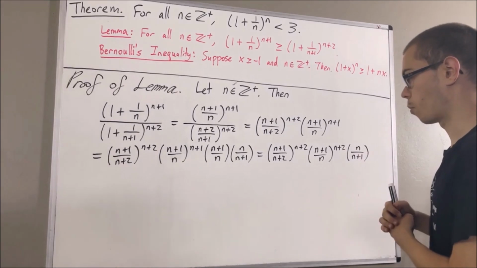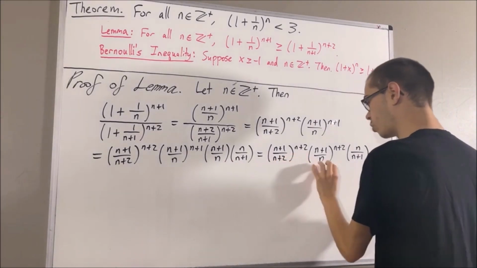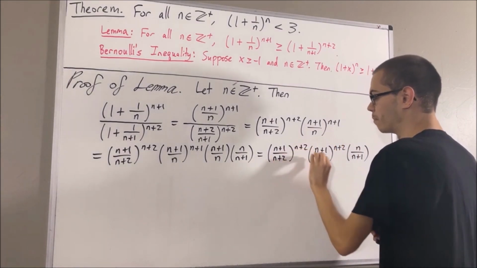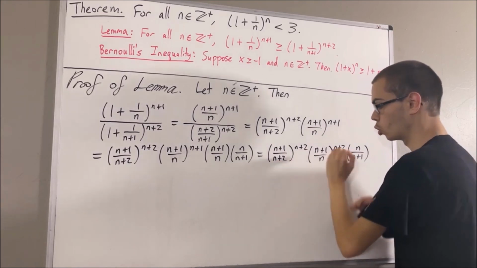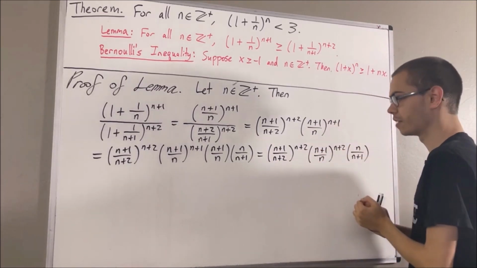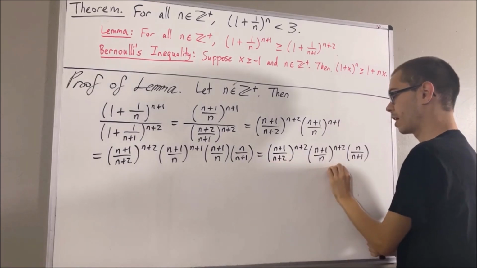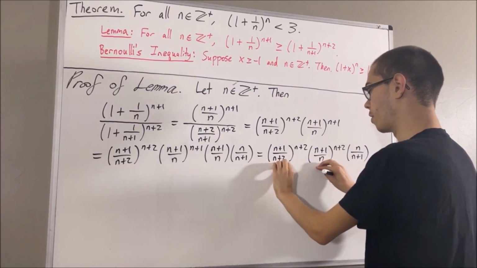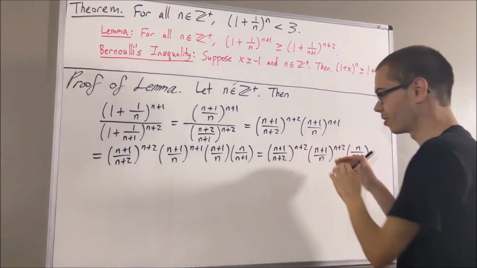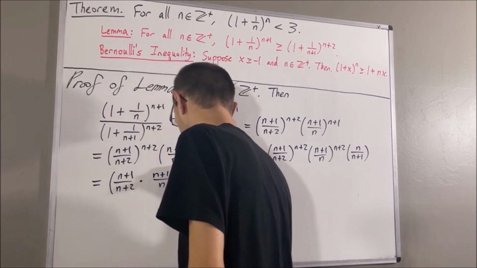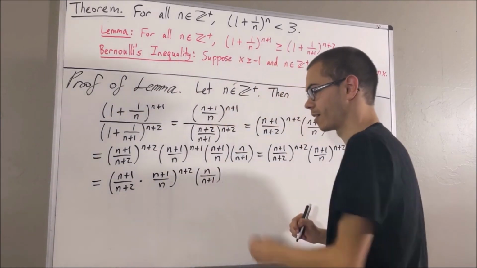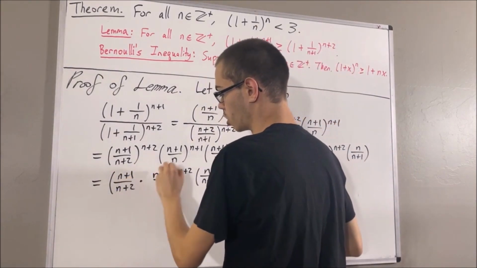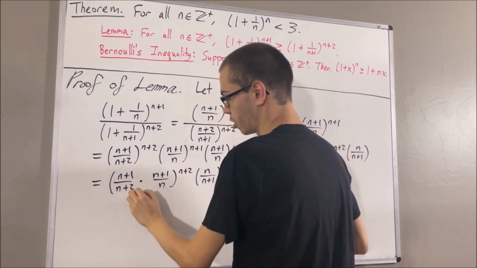And then, one of our properties of exponents says when we multiply these two guys, we essentially have something in the form a^n times b^n. Well, that's just equal to (ab)^n. In other words, when we multiply these two together, we really have (n+1)/(n+2) times (n+1)/n together raised to the power of n+2. Just like that. And actually, we can multiply these two fractions to obtain (n+1)^2 over n times (n+2).